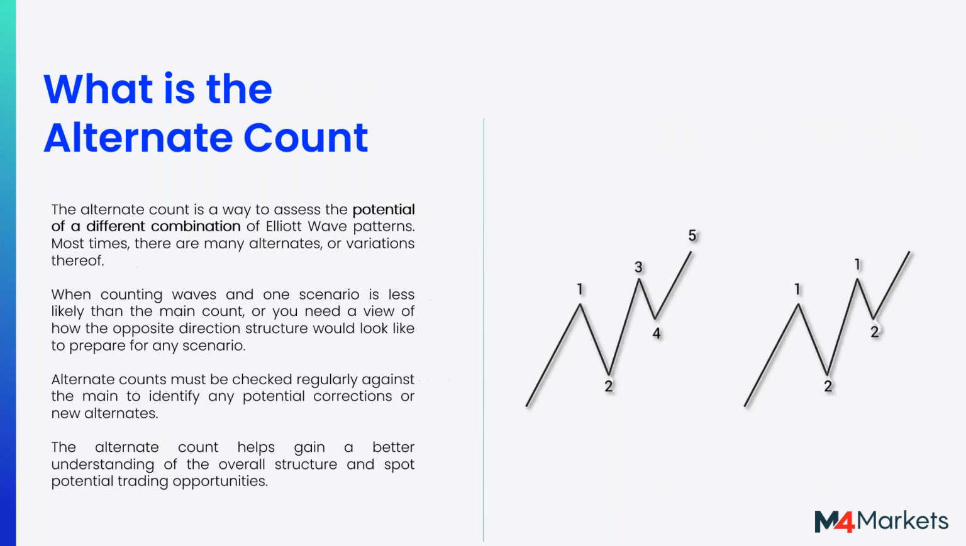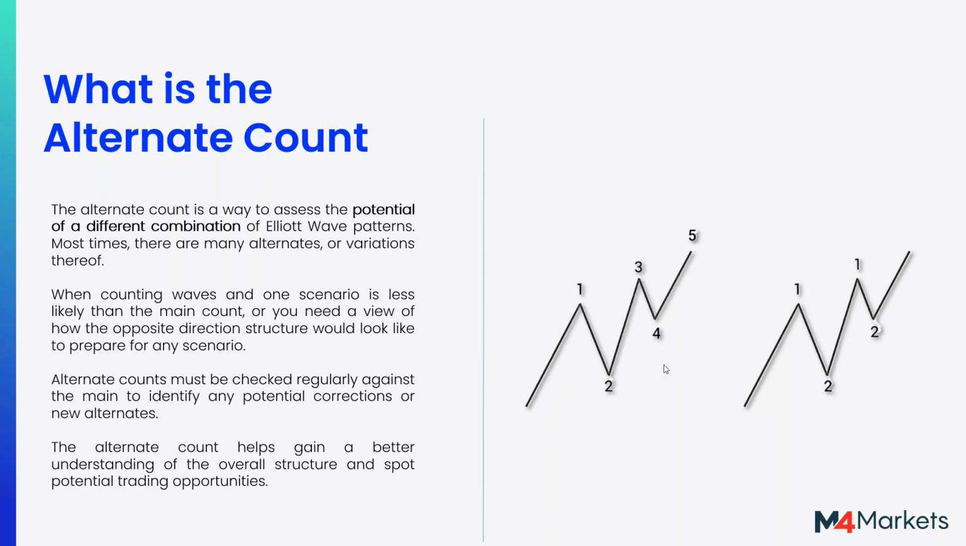And what is the alternate count? Because we mentioned the alternate count before. The alternate count is a way to assess the potential of a different combination of Elliott wave patterns. For example, look at this. You have a wave 1, wave 2, wave 3, wave 4, and wave 5 going up.